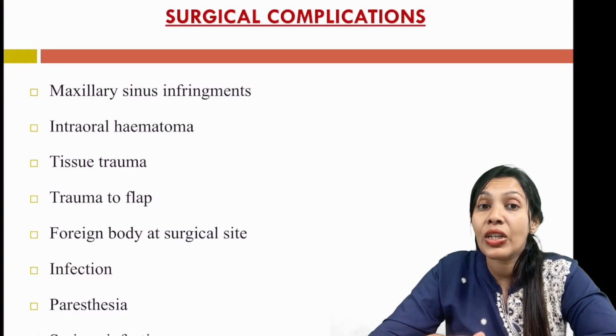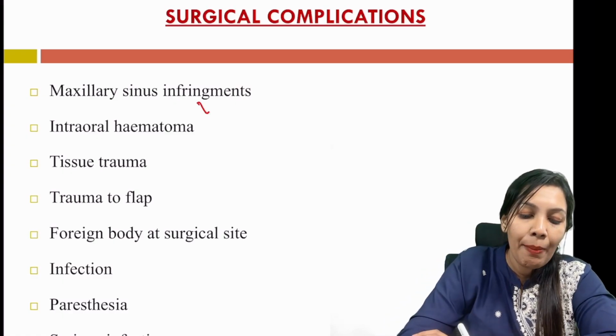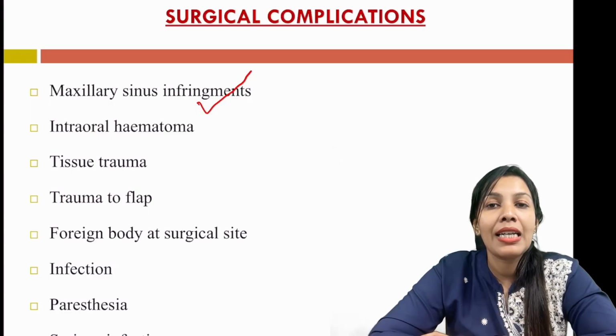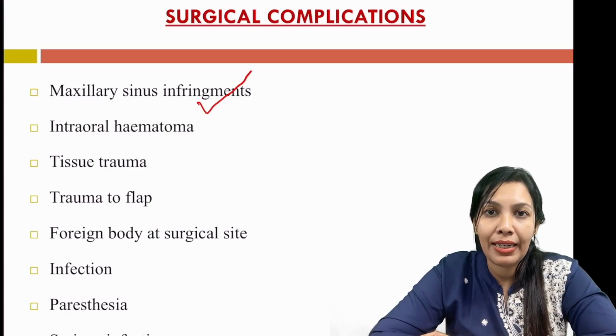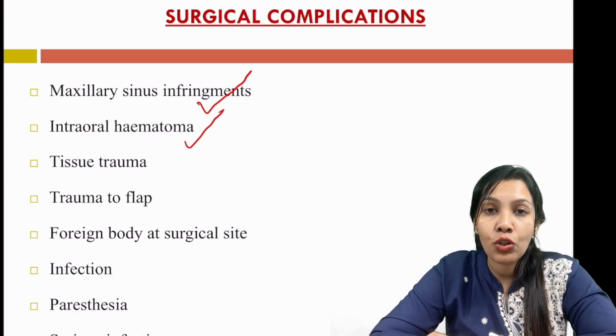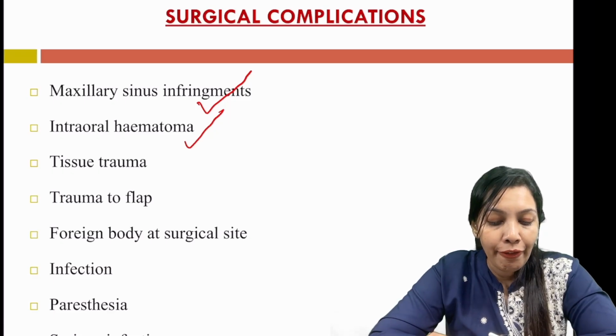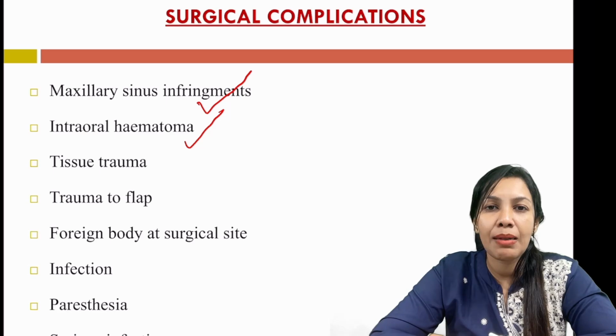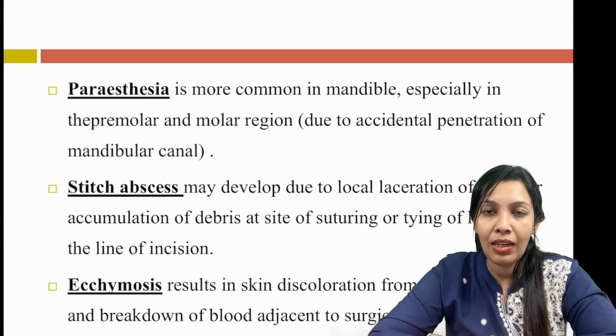Now, what are the surgical complications? First of all, maxillary sinus infringement, especially when we do maxillary molar treatment, there is a chance of affecting the maxillary sinus. Next is intraoral hematoma, tissue trauma, trauma to the flap, foreign bodies at the surgical site, infection, paresthesia, and serious infection. So these are some of the surgical complications which can be seen during the endodontic procedure.